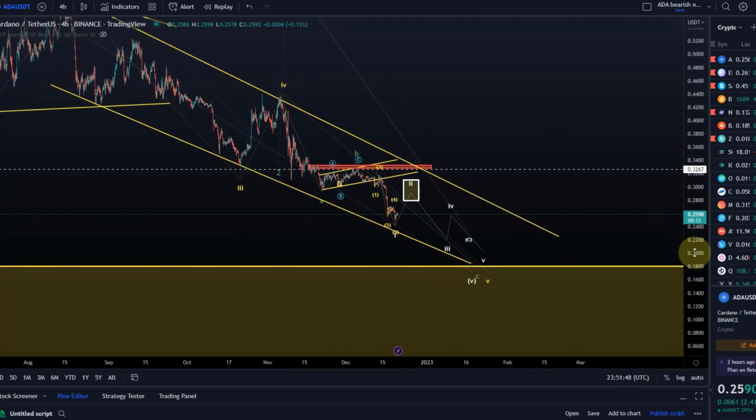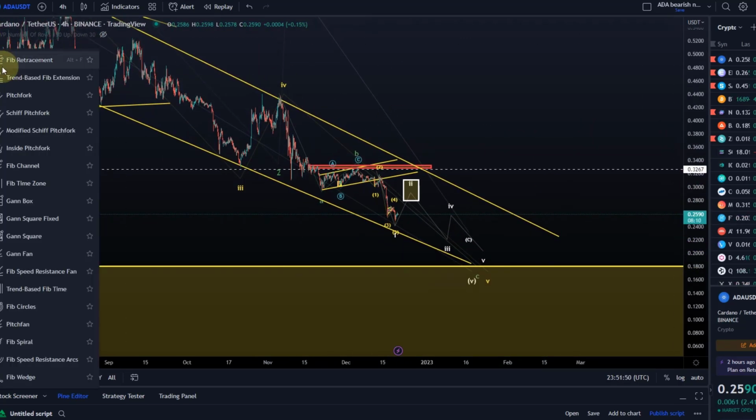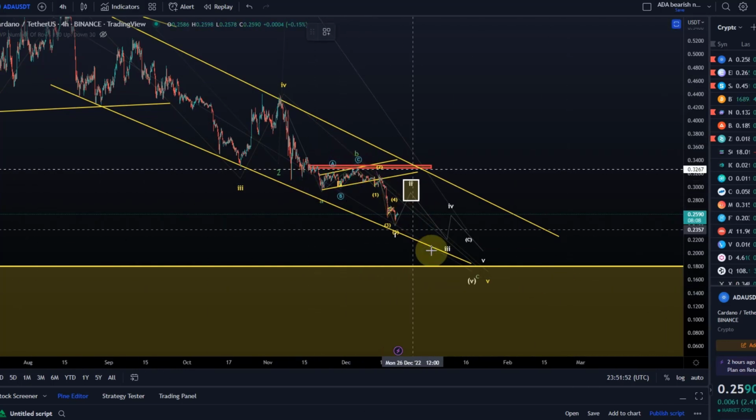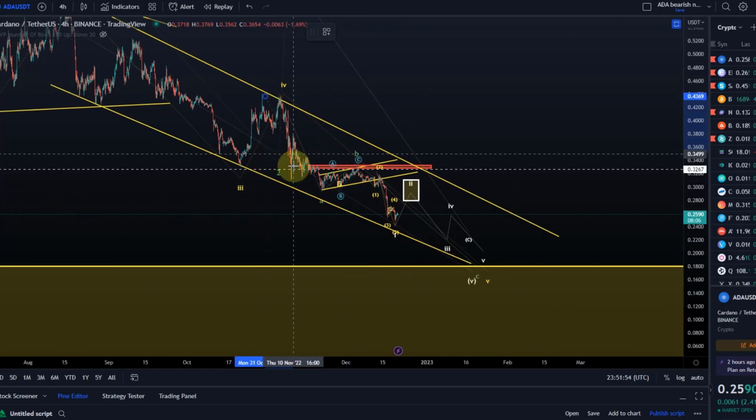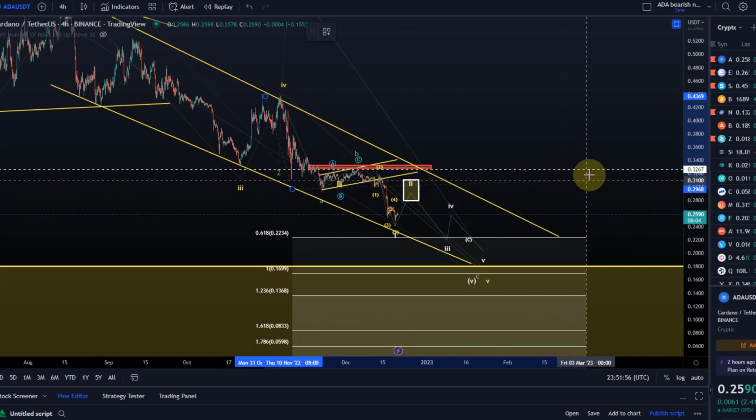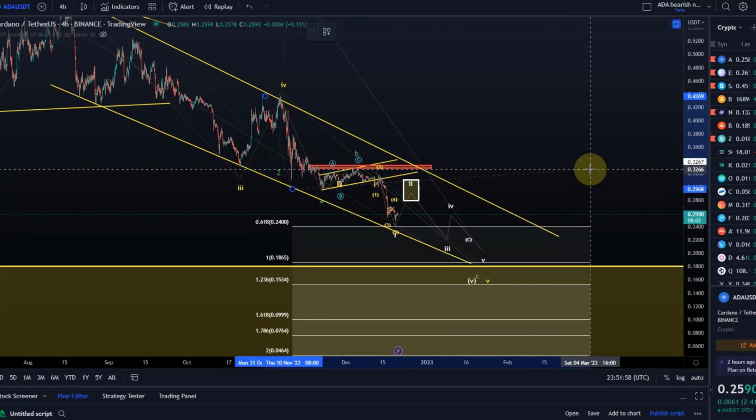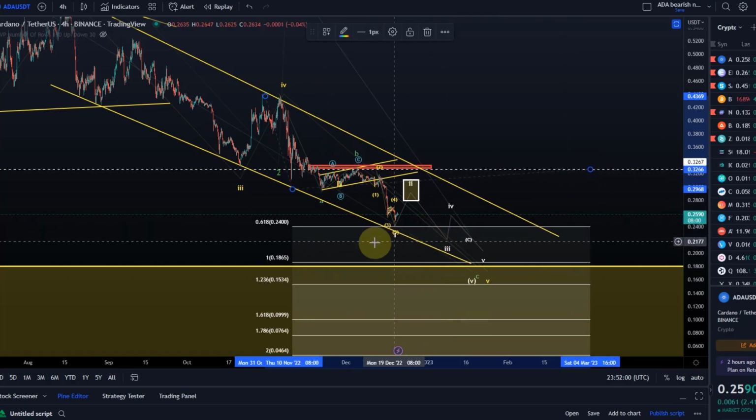I did tell you in the previous video what the ideal targets are for the C wave. We can do that by calculating the length of the A wave to go to the high of the B wave, and you get roughly some key targets. The very first target is a 61.8% extension, 24 cents. I don't think that's sufficient, to be honest. We haven't really seen enough bullish movements for that.